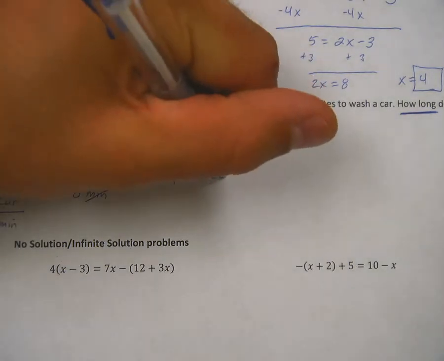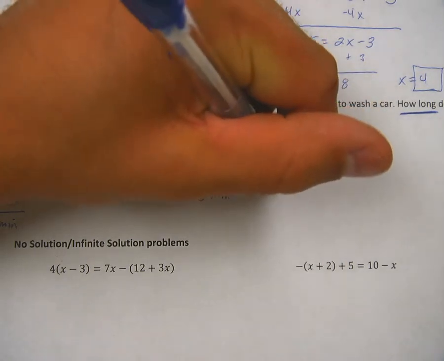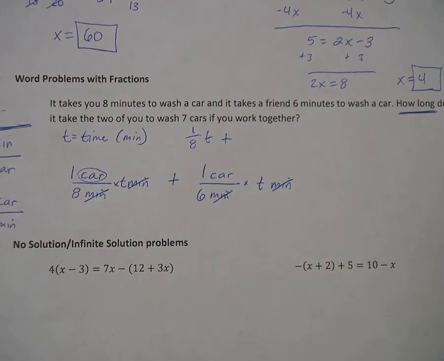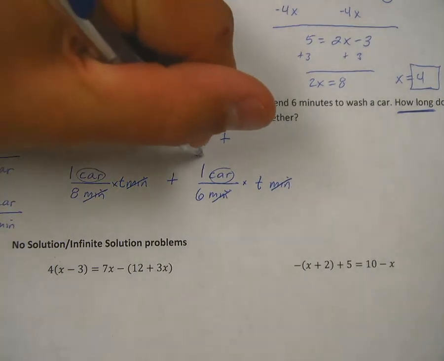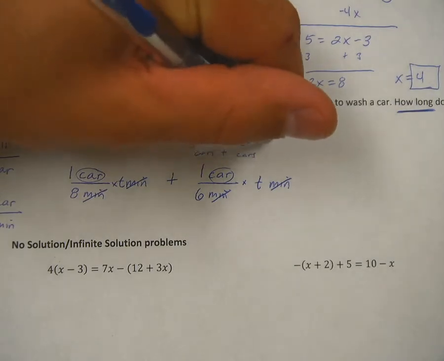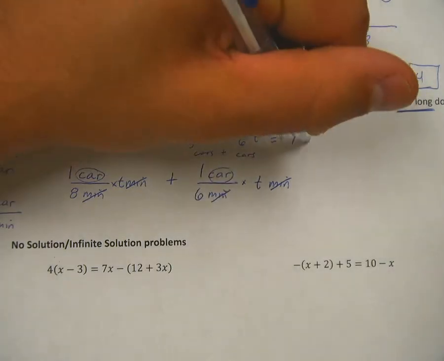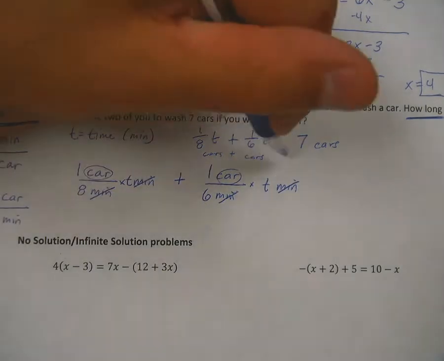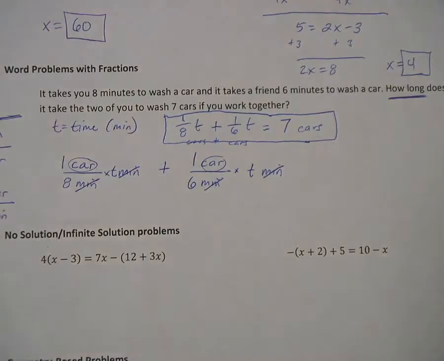I have 1 car every 6 minutes for my friend. And he's going to work the exact same time, t minutes, right? And so I take those two and I cancel them out. The minutes go away, I'm left with just units of cars. So I have 1/8 of t, that's in cars, plus 1/6 of t, which is cars. And that adds up together to how many cars do I want to wash? 7 cars, right? And so now I've got an equation here that I can use and I can solve for t.